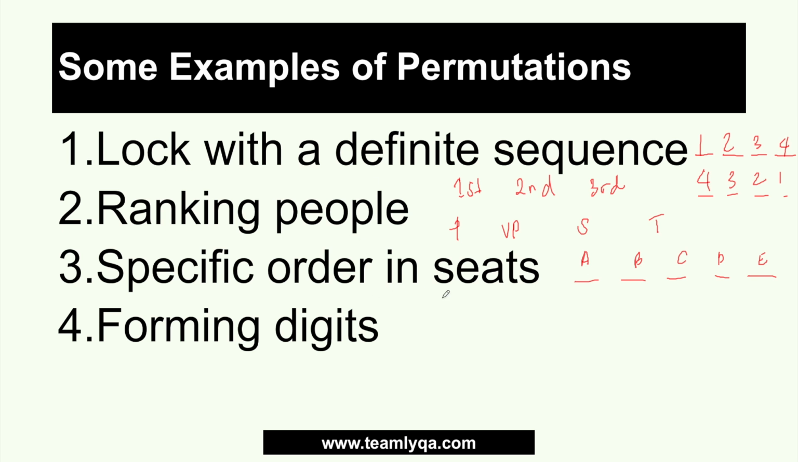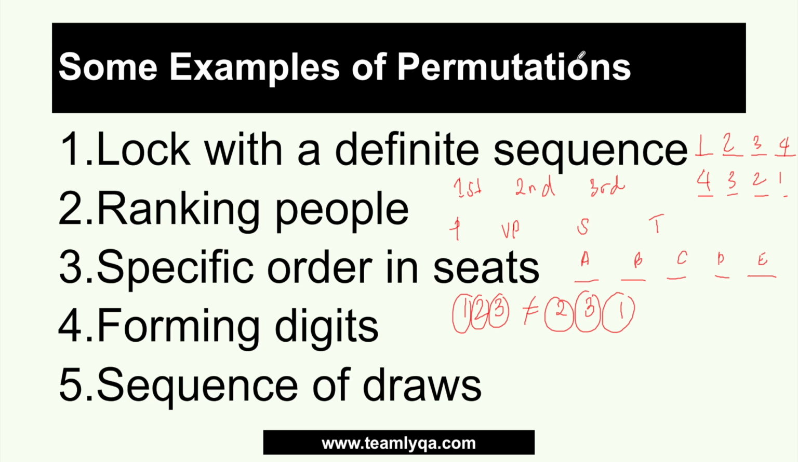For example, ang 123 is different kesa sa 231. Ibig sabihin, ang digits niya kailangan umupo in a very specific and distinct position. Hindi sila pwedeng magpalit-palit ng lugar kasi mag-iiba na yung kanilang value. That's the reason why, in this case, order matters and we're going to use permutations.